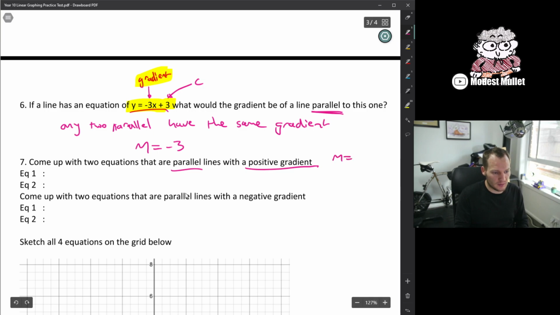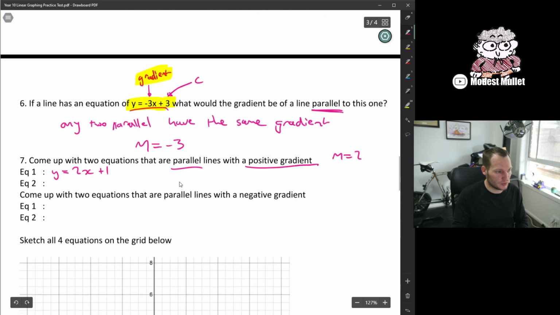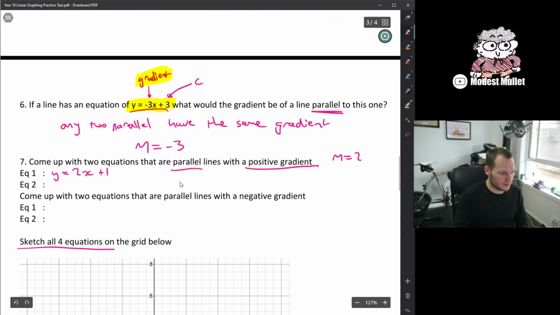I'm just going to pick m equals 2. Make it nice and simple for myself. So equation 1, I'm going to say y equals 2x because I need to have that gradient. And then I'm just going to pick a random y-intercept, +1. It's going to be nice and easy to graph, and it's on this grid below because later on it's going to ask me to graph them. My second equation needs the same gradient, so it needs to be the 2x. And I'm going to pick a different y-intercept. I'm just going to pick -1.